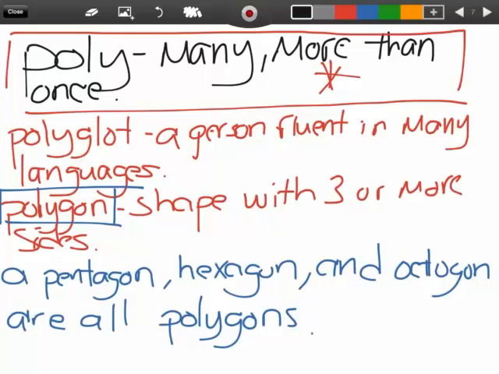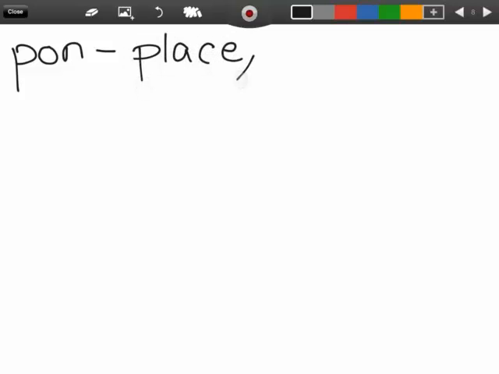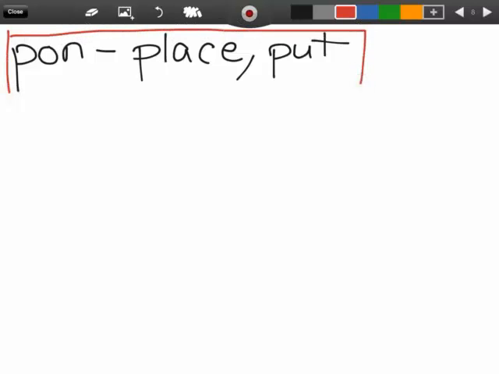Moving on to our next root is pawn. And pawn means to place and to put. I'm going to give you a couple of examples, but this is another widely used root. So I'm going to go ahead and put a star here and put that in a box for you. And pawn means to place and put.